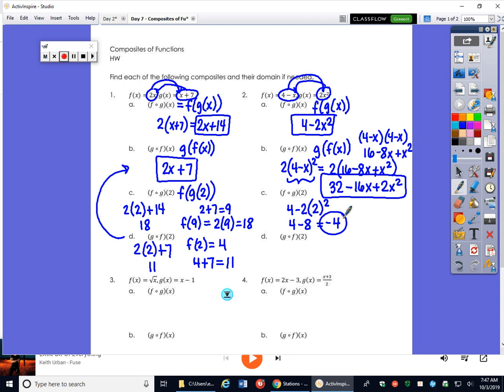Now, g of f of 2, we've already found the g of f of x equation. That's the one in B. So we're going to put a 2 in for that. So 32 minus 16 times 2 plus 2 times 2 squared. So 32 minus 32, those are actually going to cancel out. And you're going to end up having 2 times 4, which is 8.